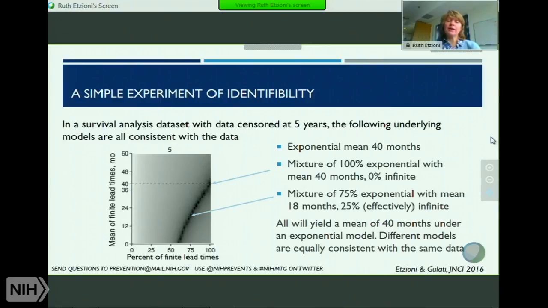And that's what this figure shows. This figure shows on the horizontal axis the percent of progressive cases that have a finite lead time that are consistent with the same data. We can show that you can generate a data set that's consistent with everyone having a finite lead time coming from a mean of 40 months, but we can also generate the same data with 75%, that's the second blue arrow, 75% being finite, 25% being infinite, and a different mean among the finite lead times. So this is an exercise that we did, published earlier this year, to point out that we might not be able to learn about complex structure uniquely from a single data set.